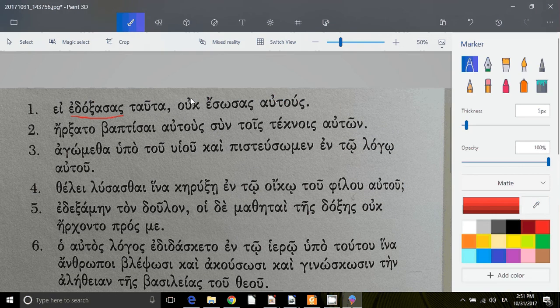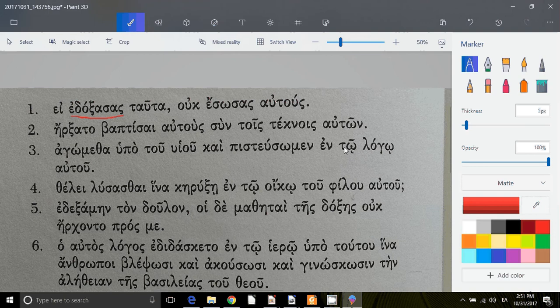So I've underlined in red here, number 1. Well, let's read it first. Ei edoxasas tauta, ou esosas autous.